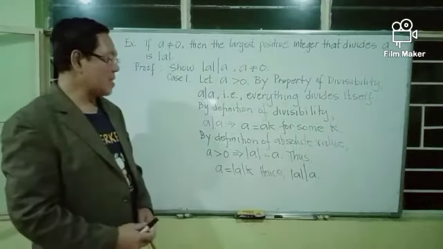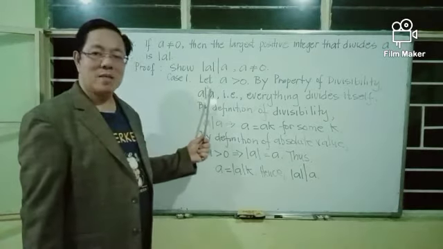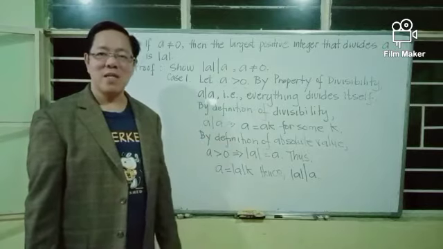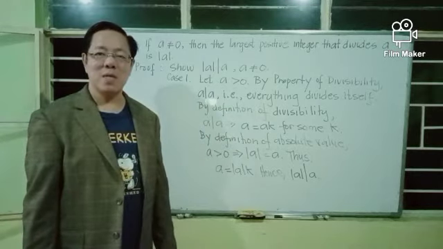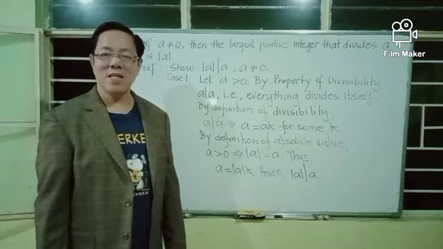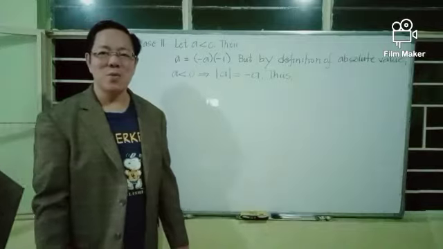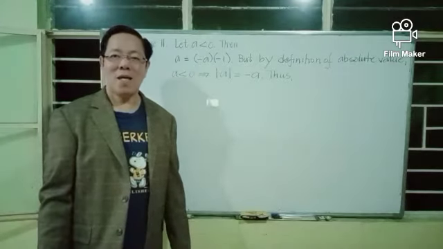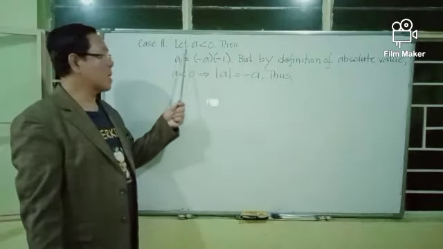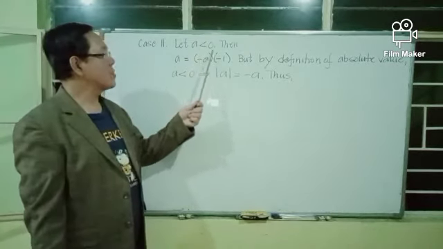And this completes case 1, where a is greater than 0. Now we consider case 2, where we let a be less than 0, or we take a as a negative integer. For case 2, we now take a as a negative integer. Case 2: let a be less than 0, which means that a is a negative integer.